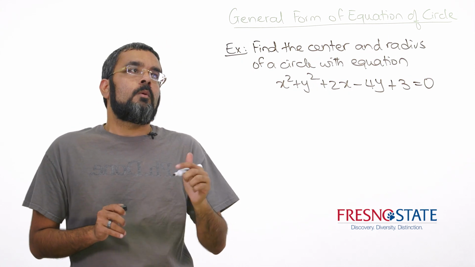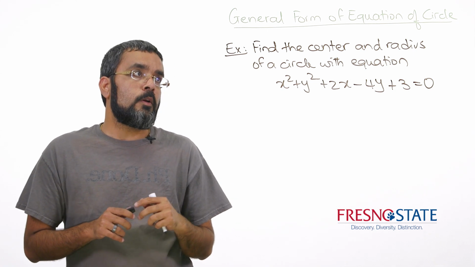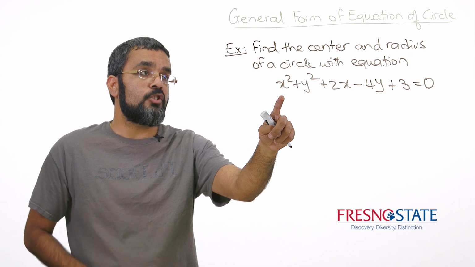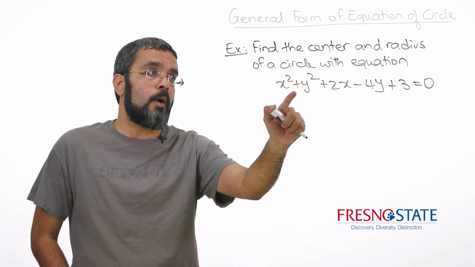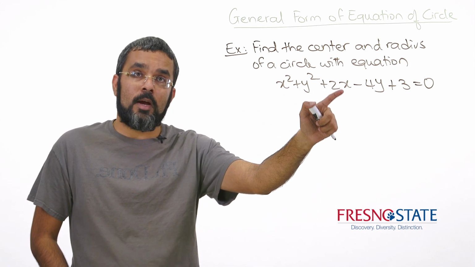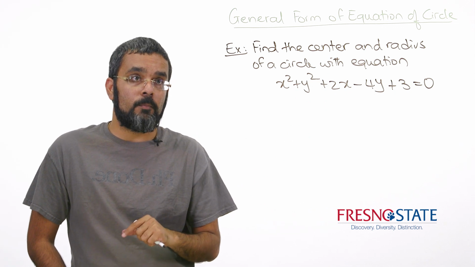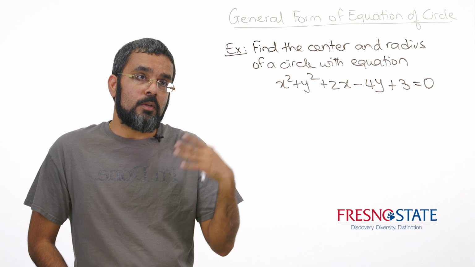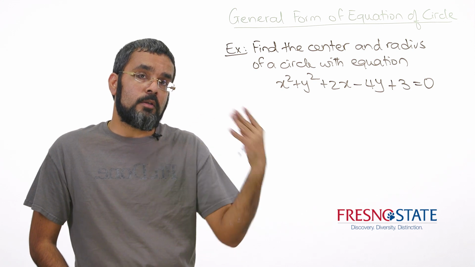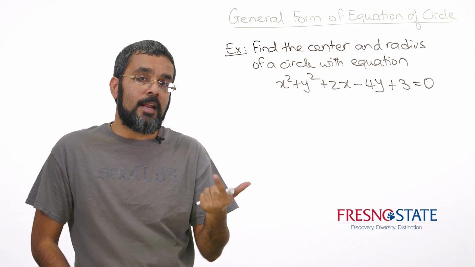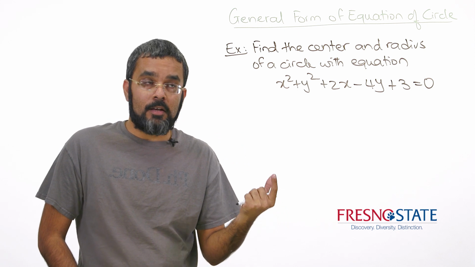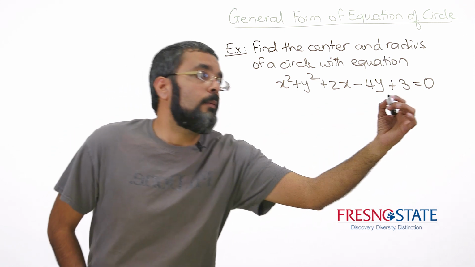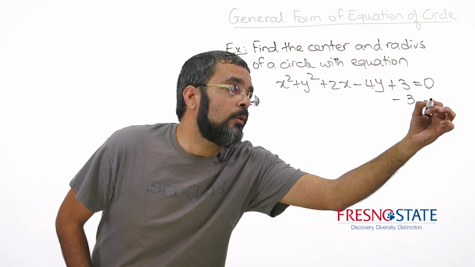Okay, so what we want to do in this video is find the center and radius of a circle that has the equation in general form: x squared plus y squared plus 2x minus 4y plus 3 equal to 0. We want to convert this equation into the standard form, because once we do, we know how to find h and k, and then our radius r. First, I'm going to subtract the 3 from both sides.